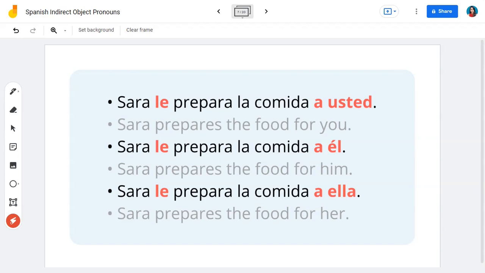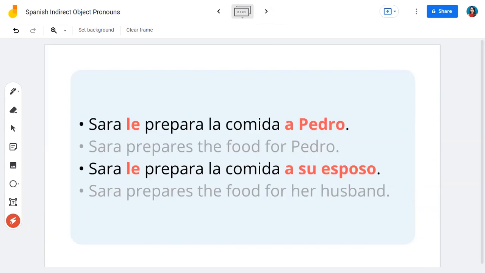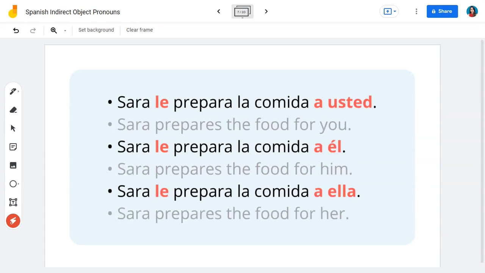Now, you can use names of people instead. Sara le prepara la comida a Pedro. Sara prepares the food for Pedro. And Sara le prepara la comida a su esposo. Sara prepares the food for her husband. Now, what is the meaning of this sentence? And the literal translation of this sentence, and yes, in Spanish we repeat a lot, is this. Sara, you, prepares the food for you. Sara, him, prepares the food for him. Sara, her, prepares the food for her. I know it makes no sense in English, but that's the way we speak in Spanish.